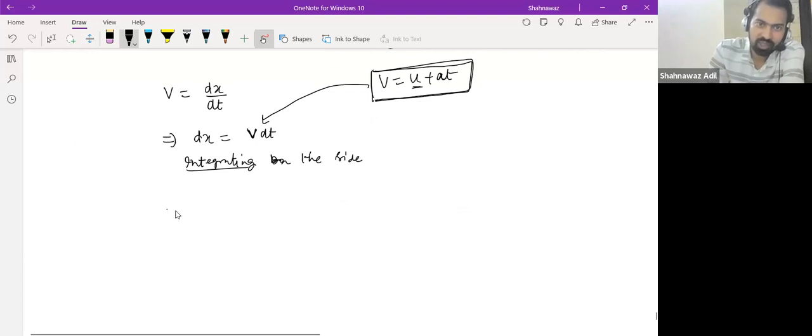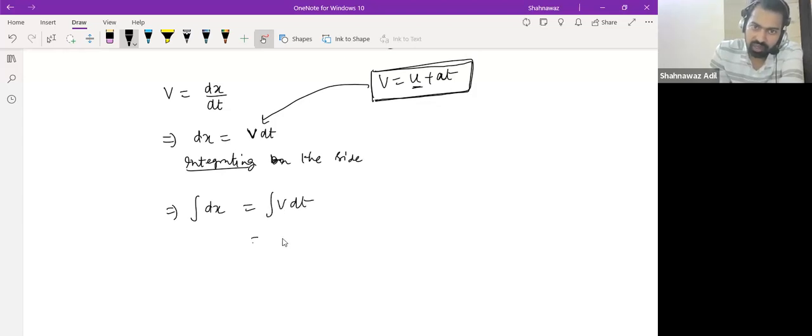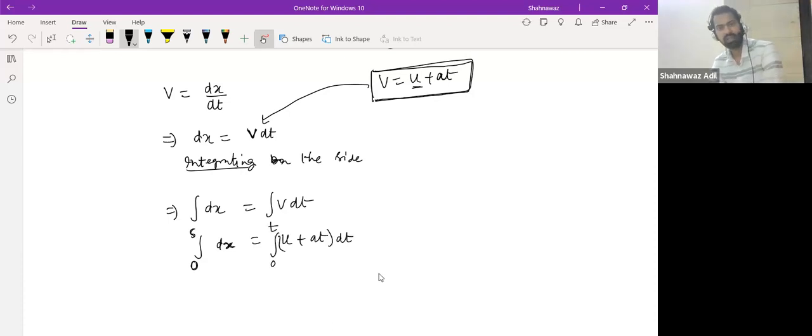So we have integration of dx and integration of v. So we just plug in the value. So this is u plus at, right? Integration of dx and integration of this. Now the integration is with respect to distance, so we have the initial distance 0 and final as s. And the integration is with respect to time, so we have 0 and t. Is that clear to you guys?